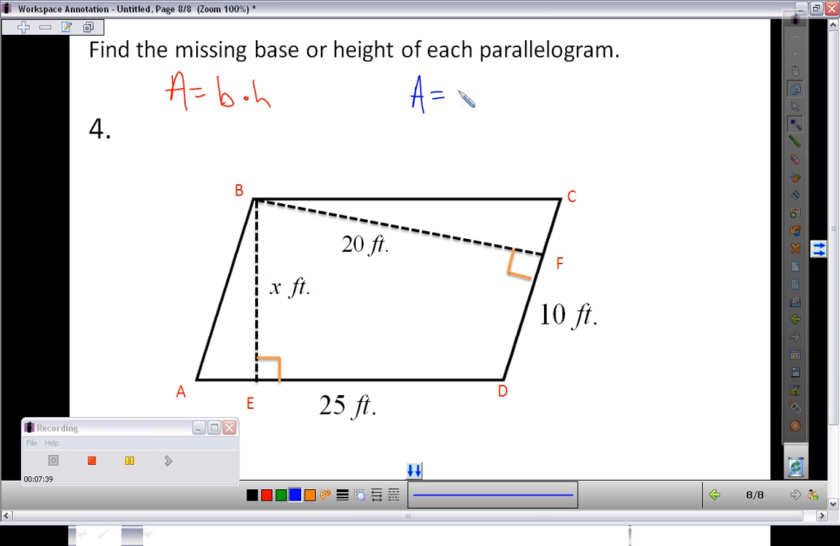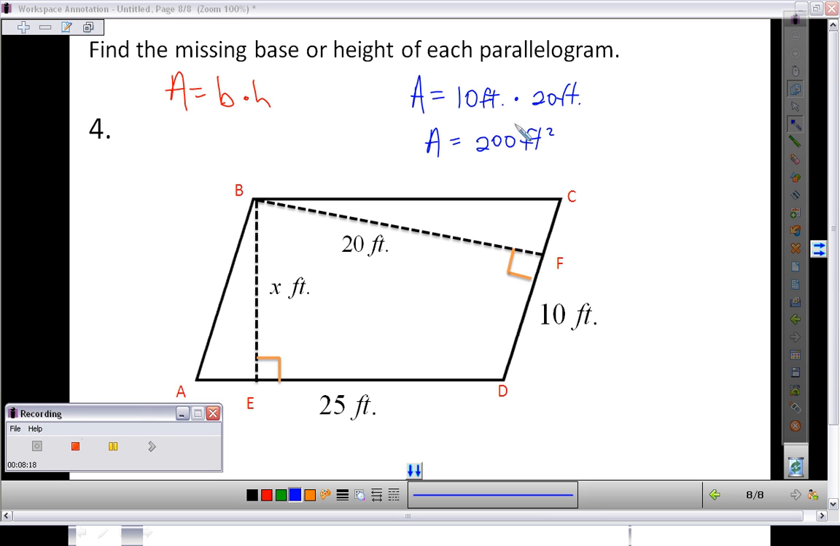So my area of the whole parallelogram equals the base, 10 feet, times the height, 20 feet. 10 times 20 is 200, so the area of this parallelogram is 200 feet squared. Now, keeping this in mind, we're relating this back to a problem similar to the previous example. The area of this parallelogram is not changing, so I need to use this 200 feet squared in order to find my second altitude.